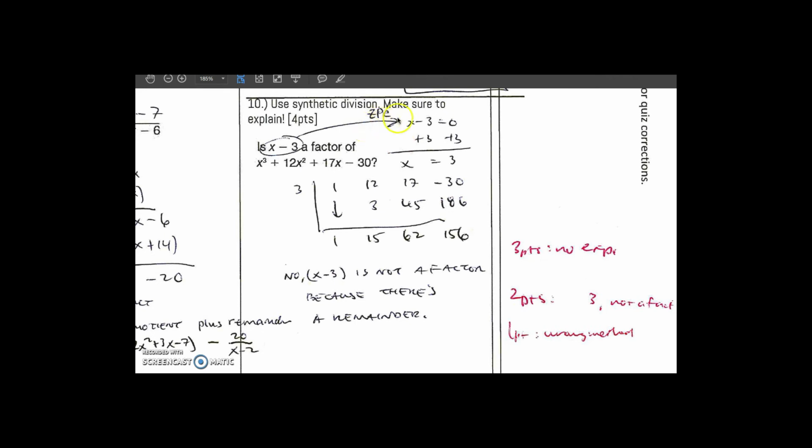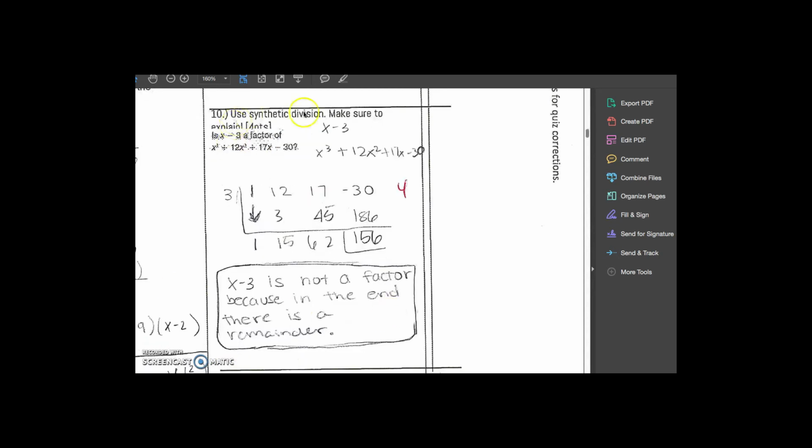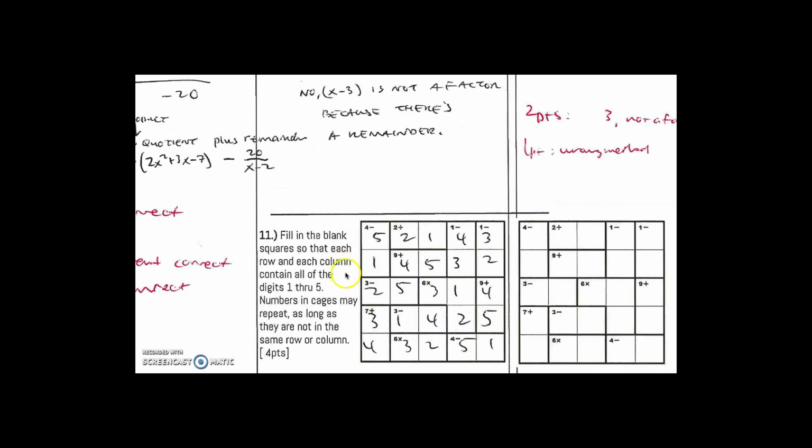If you knew that the divisor was 3, but you said same thing, not a factor. 1 point if you used the wrong method. So you could have done this all correctly, but it tells you synthetic division, not long division. Some student work, wrote down the steps, great, but didn't explain. Nice work. Here's the answer key.